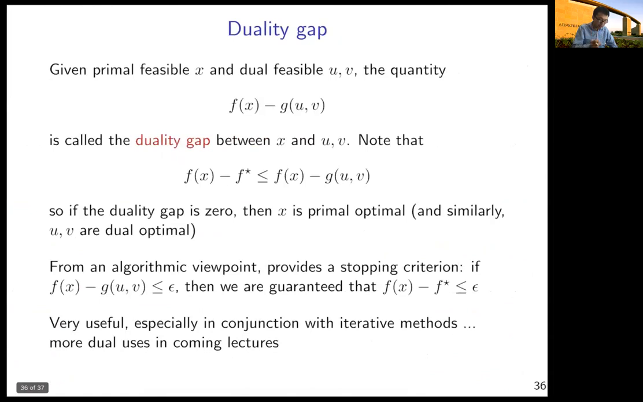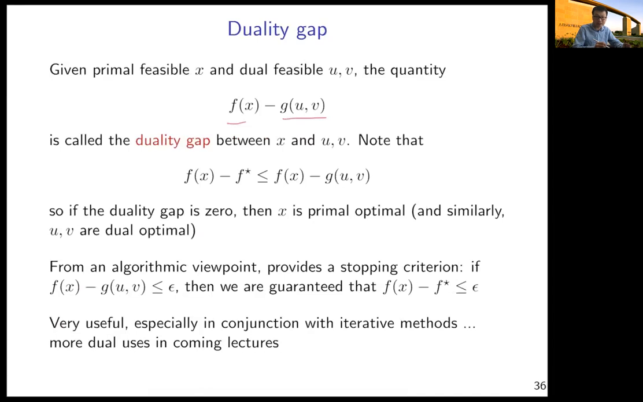Okay, so finally, I'd like to talk about duality gap. For problems where strong duality is true, the duality gap, which is the difference between the primal solution and dual solution, will end up becoming zero when we substitute x to be x star and u, v to be u star and v star. And this can be quite useful in practice to design stopping conditions for iterative algorithms.